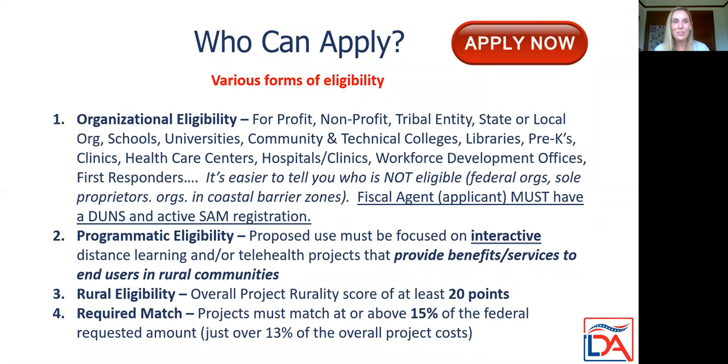Federal organizations are not, sole proprietors, et cetera, are not eligible. Everybody else is eligible as long as you have an active SAM registration, which we talked about earlier, that System of Award Management, and also an active DUNS number. And those are all things our team can help you either register for or make sure and check and see if you have one.